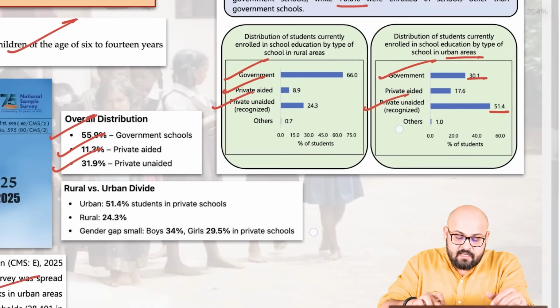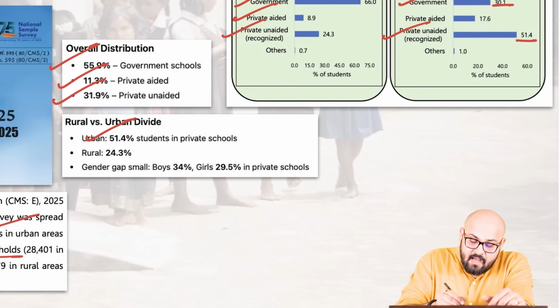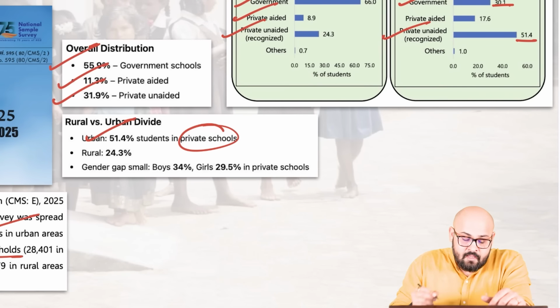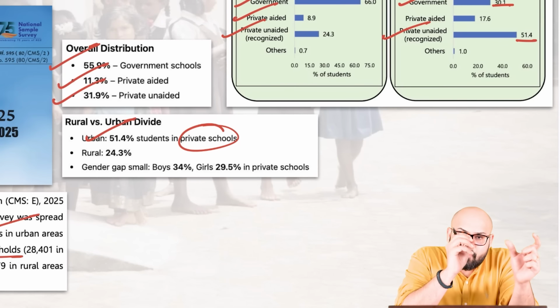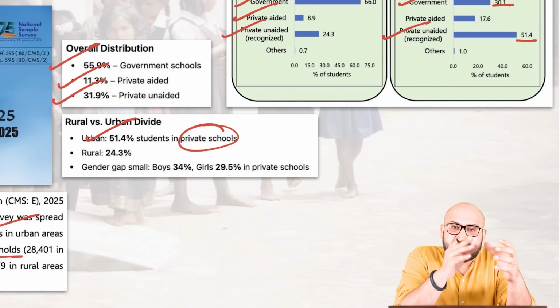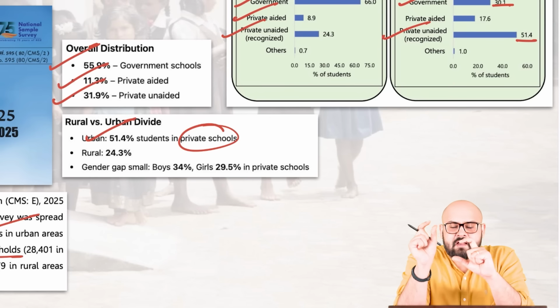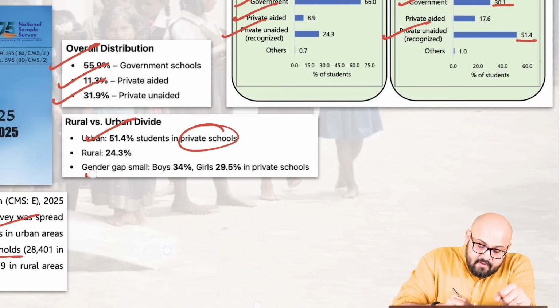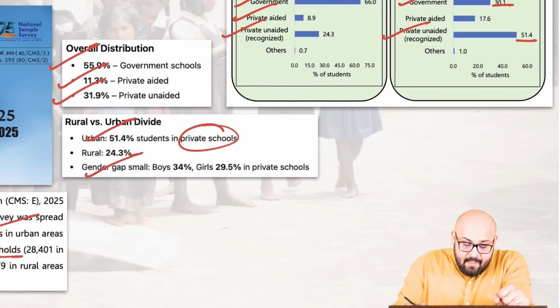Now, when we talk about the rural versus urban divide, in the urban areas, 51% of the students are in the private schools. When we talk about the rural areas, only 24% of the students are in the private school. This also points towards the low income aspect in the rural areas. When we talk about the gender gap, we have boys as 34% and girls as almost 30% in the private school. So the gender gap is not too much, right? Now let's talk about the other things.